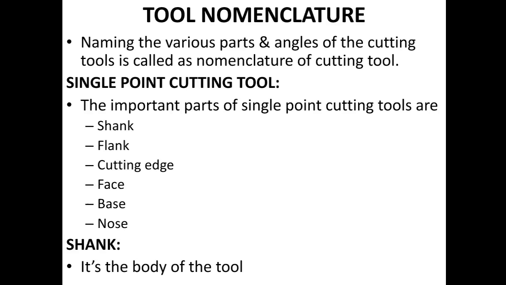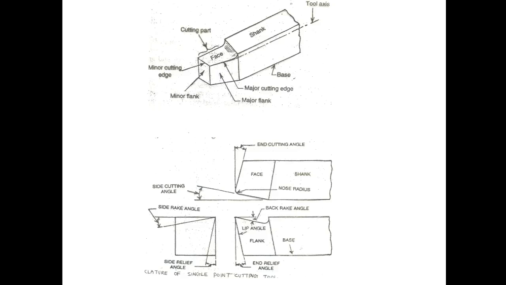Tool nomenclature. Naming the various parts and angles of the cutting tools is called nomenclature of the cutting tool. Single point cutting tool. The important parts of the single point cutting tool are shank, flank, cutting edge, face, base and nose. Shank, it is the body of the tool.